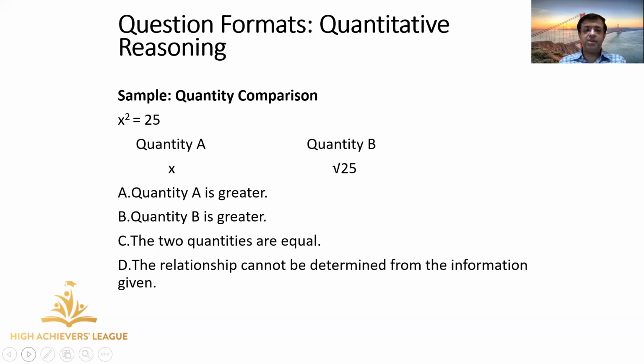So can we compare plus or minus 5 with plus 5? Not really. When we take quantity A as plus 5 and quantity B is already plus 5, it seems both are equal. When we take quantity A as minus 5, then quantity B is bigger. Since we are not getting a definite answer, we are going to select answer choice D: the relationship cannot be determined.